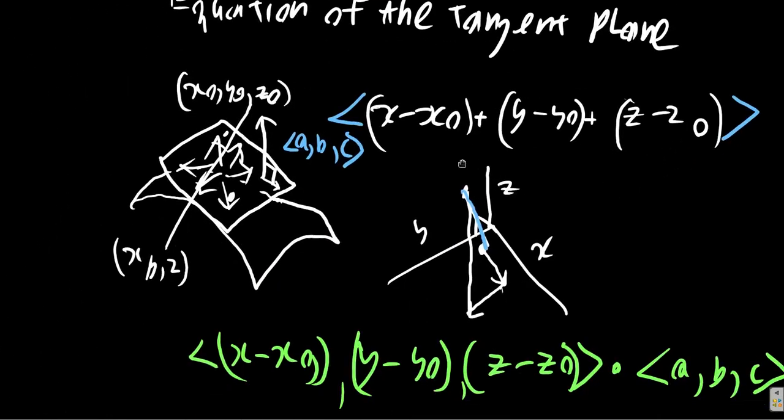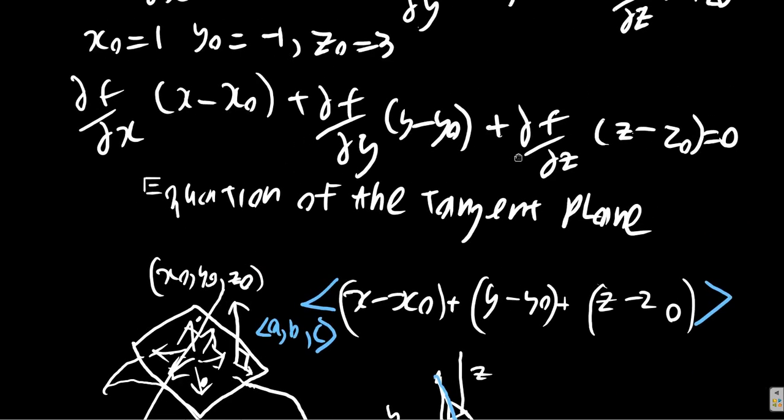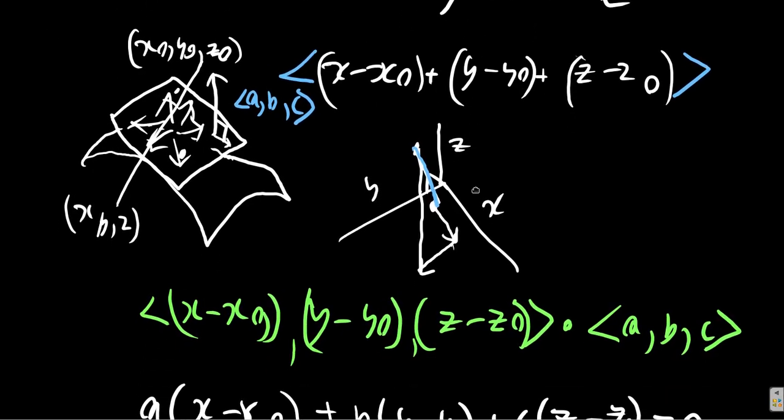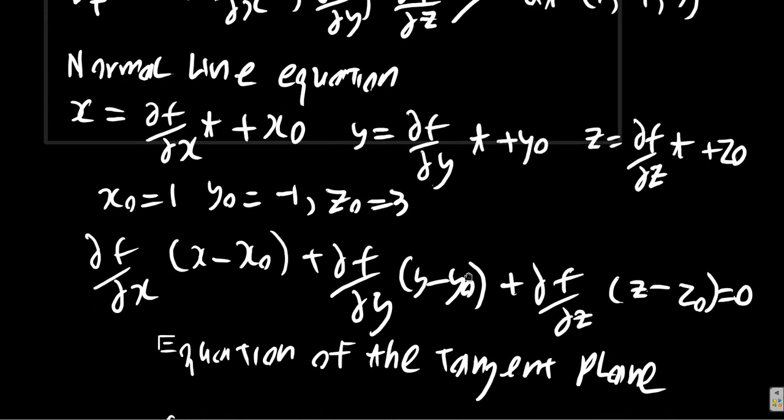Now, a, b, and c, in our case, would be the partial derivatives. A would be the partial derivative of the function with respect to x, b would be the partial derivative of the function with respect to y, c would be the partial derivative of the function with respect to z, which we have up here. Alright? So we have the formulas. Now, let's work them out.